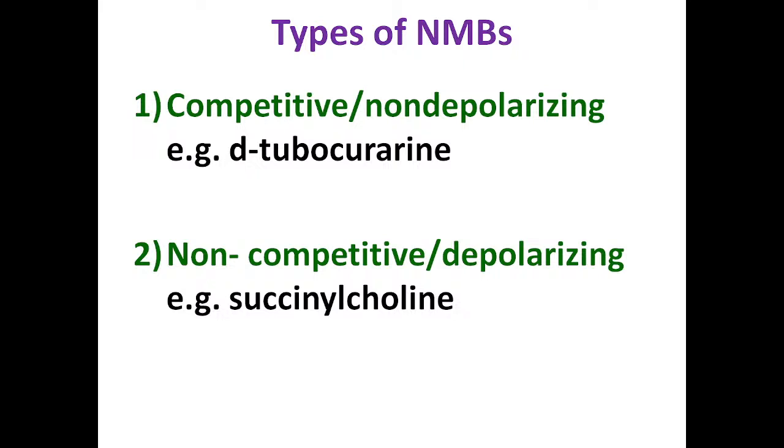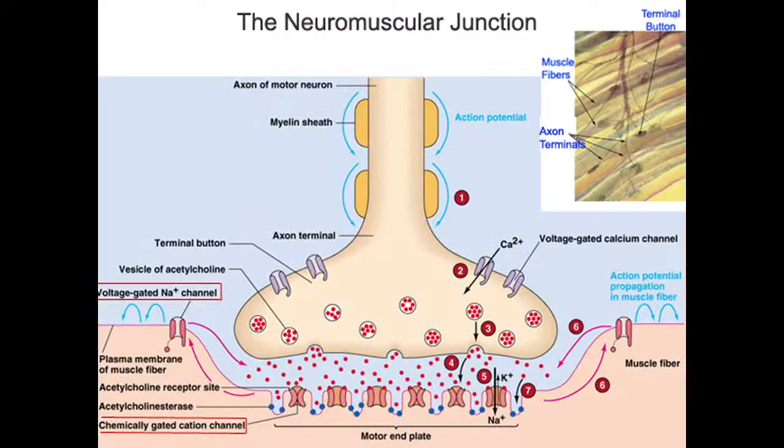What is succinylcholine? Fortunately, there is only one depolarizing agent that we have to remember, that is succinylcholine. While as we'll see, for the competitive blockers, we have a number of neuromuscular blockers which act by competitive block. Though D-tubocurarine is the prototype, you will not see it being used because it is no longer used, and we'll see why.